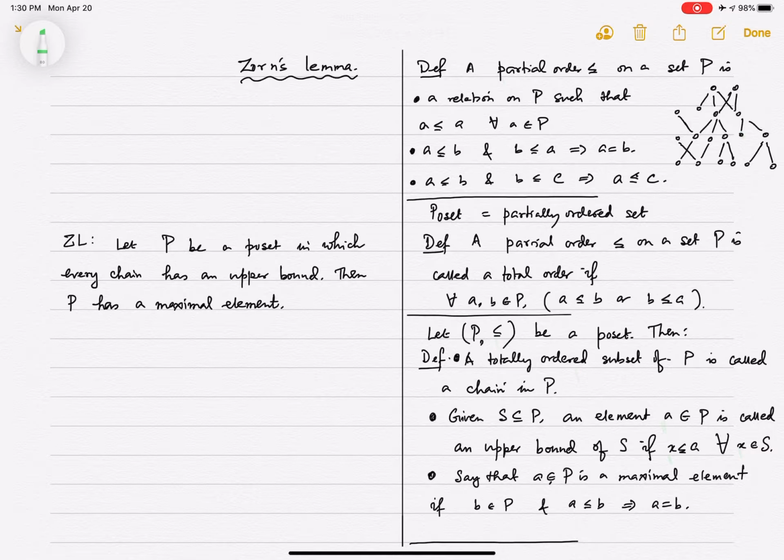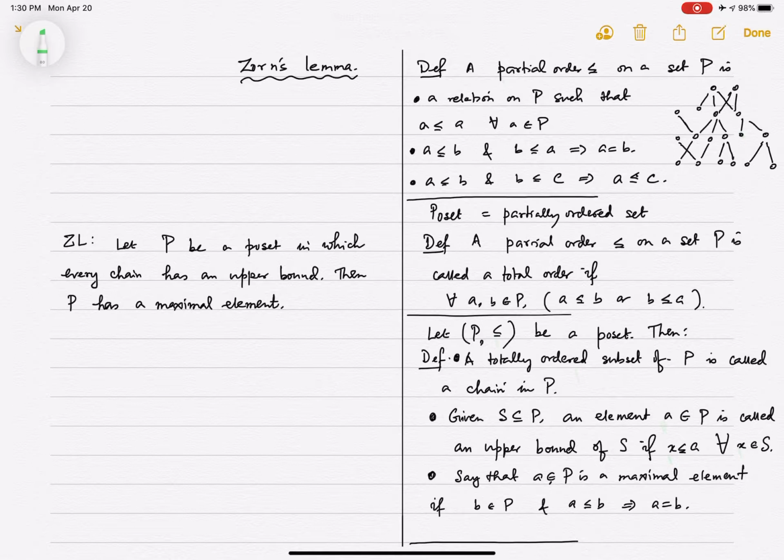Some results in abstract algebra would be things like: any vector space has a basis, or any commutative ring with 1 has a maximal ideal, or any field has an algebraic closure, meaning it can be put inside a bigger field where every polynomial with coefficients in this bigger field has a solution in this bigger field, etc. And it's called a lemma, but it's really logically equivalent to an axiom of set theory.